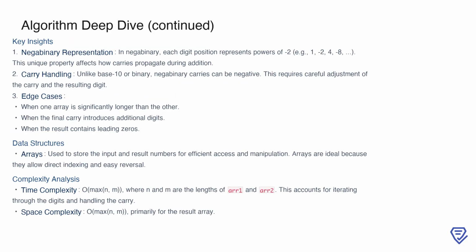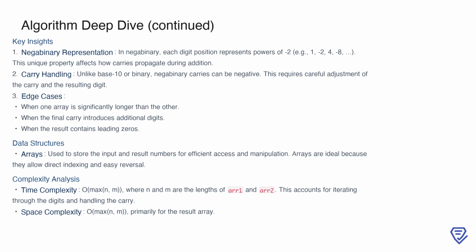To better understand this algorithm, let's consider some key insights. First, in Negabinary, each digit position corresponds to powers of -2, such as 1, -2, 4, -8, and so on. This means that carries can propagate differently compared to other bases. For example, a sum of 2 in Negabinary requires a carry of -1, and a sum of -1 requires a carry of 1. These properties make carry handling in Negabinary unique and require careful adjustment.